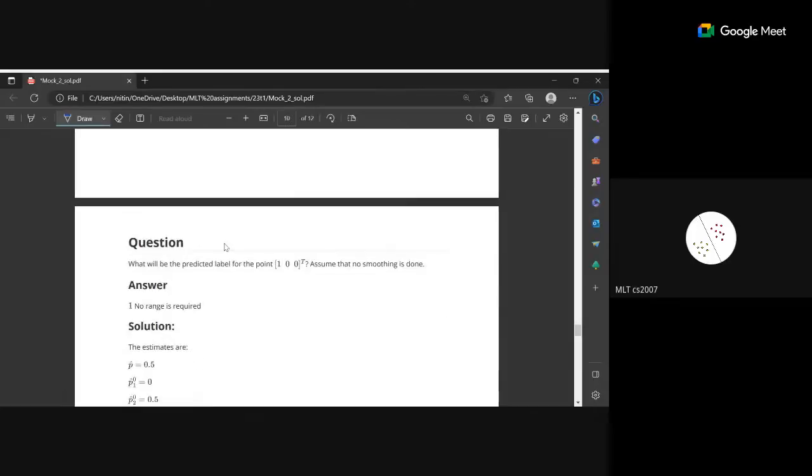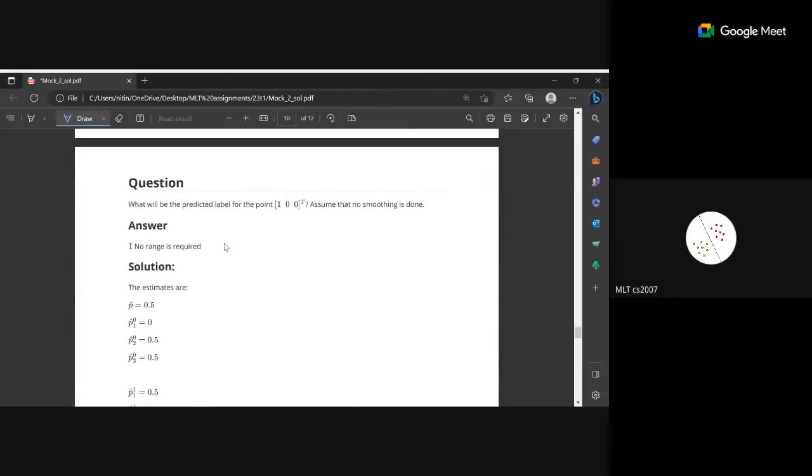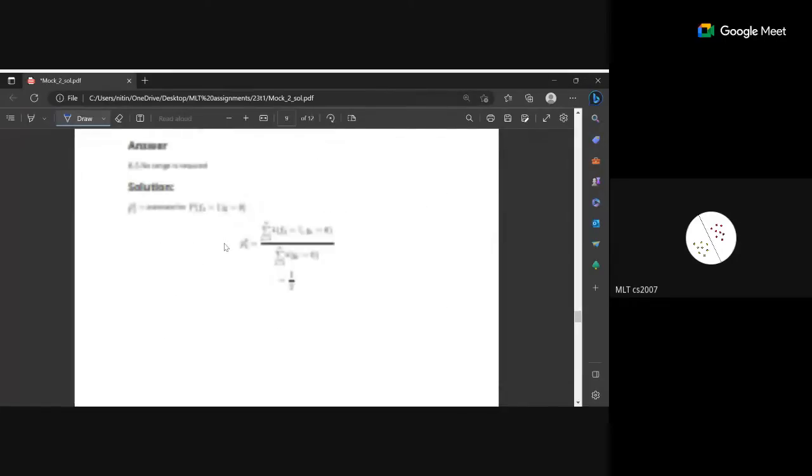Now, in the next part, you have to predict the level for the 100. So for all estimates you need. What is the estimate for P? If you look at this, what is the estimate for P?